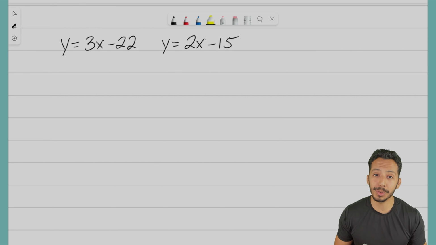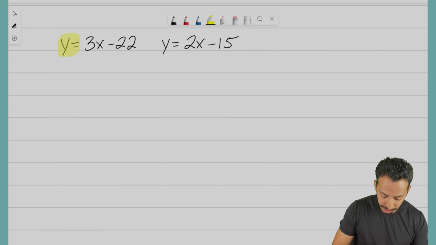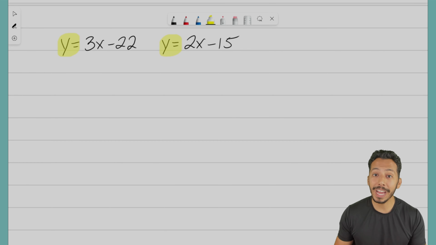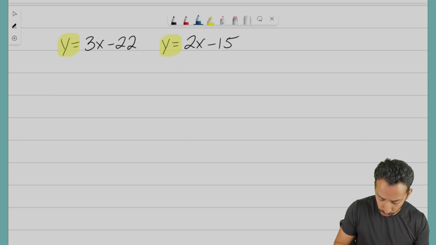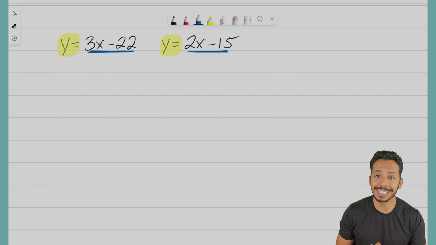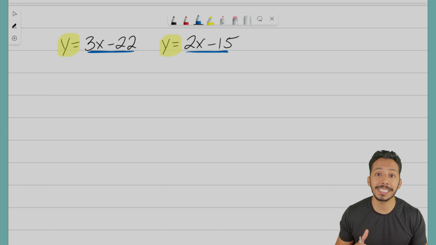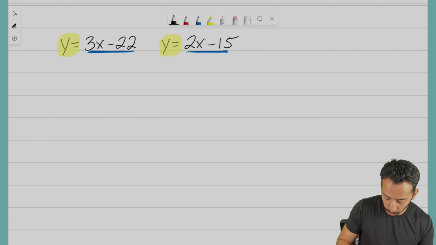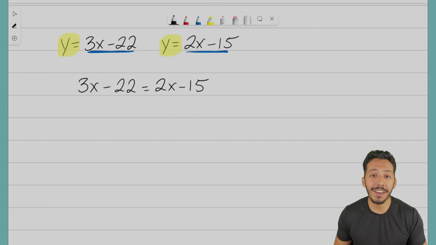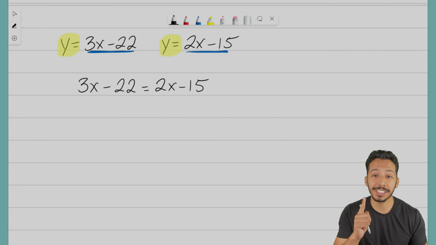The reason why we can use the equal values method is because both of these equations equal y, right? We have one variable by itself. I know that y equals 3x minus 22. I also know that y equals 2x minus 15. So because both of those expressions equal y, that must mean they equal each other. That's what the equal values method says. So we can write out that 3x minus 22 equals 2x minus 15. And now we have an equation with one variable where we can solve for x.